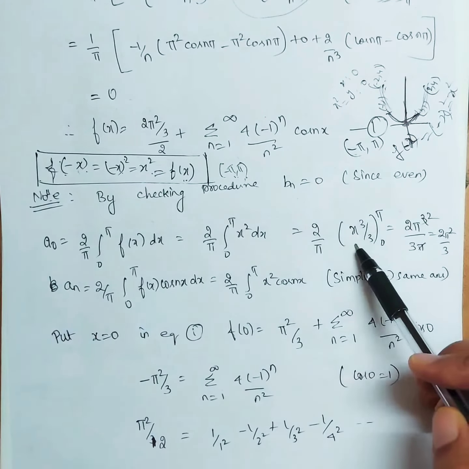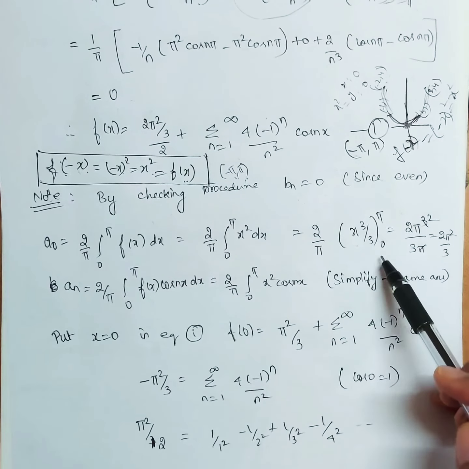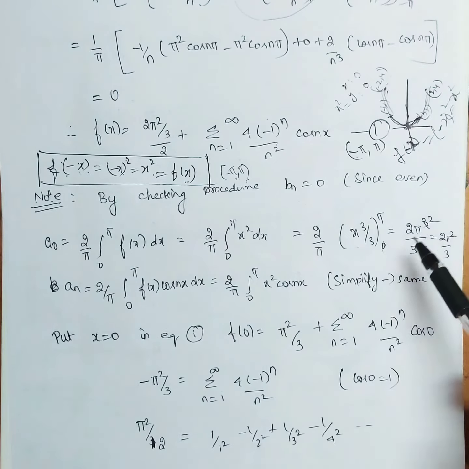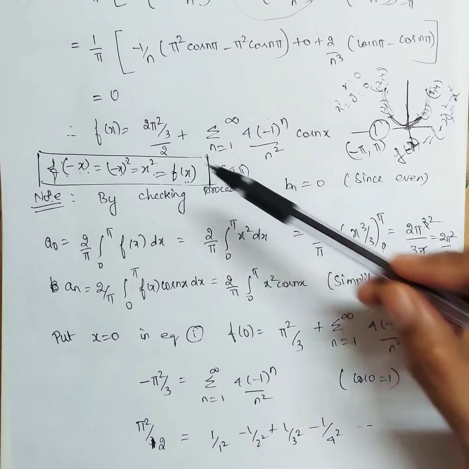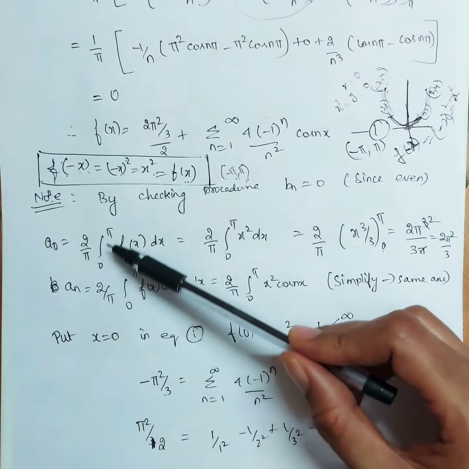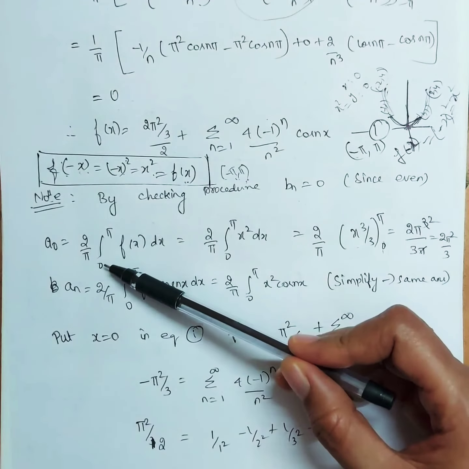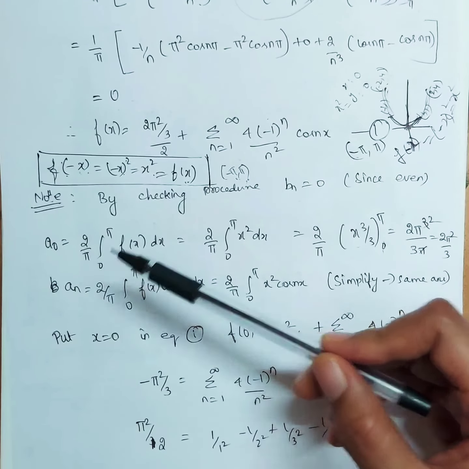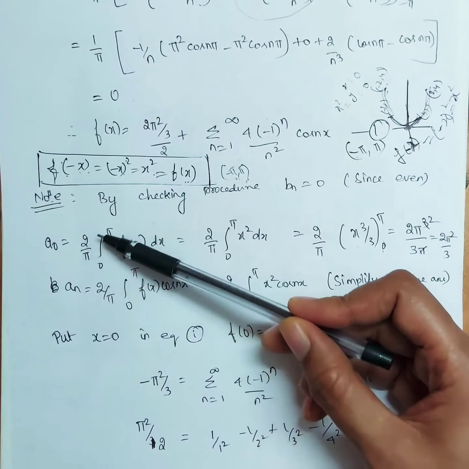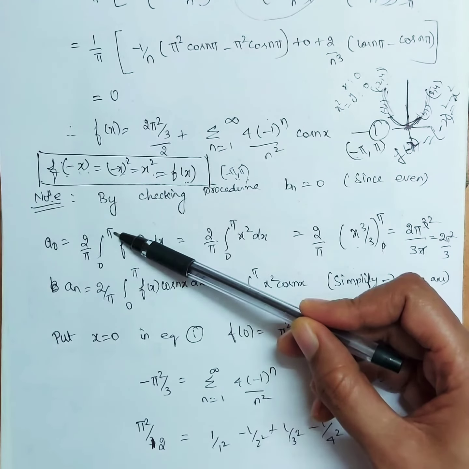X square integration is x cube by 3. Same thing, only the limit changes, 0 to pi. If you apply the upper limit, you will get 2 pi cube by 3 pi. If you simplify, 2 pi square by 3. Same a0 you got. There is no difference in the integration, only the limit changes. So please keep in mind, it was originally 1 by pi integral minus pi to pi. Now, 2 by pi integral 0 to pi.